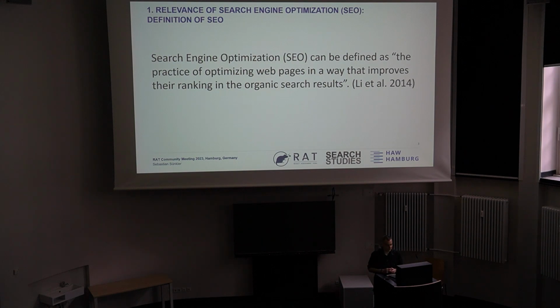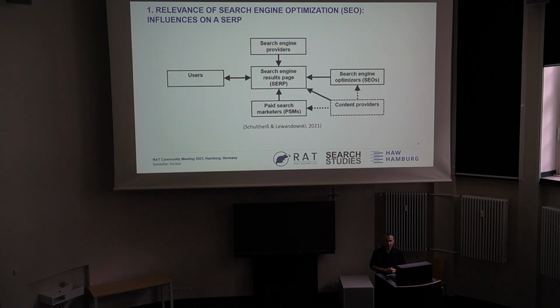And why is it important to use search engine optimization? Here you can see different stakeholder groups and how they influence a search engine result page. In the end, it's about content providers needing to get a good, high position on search engine result pages to gain traffic to the content, services and products they provide. So search engines are maybe the most important access to the content of the providers.